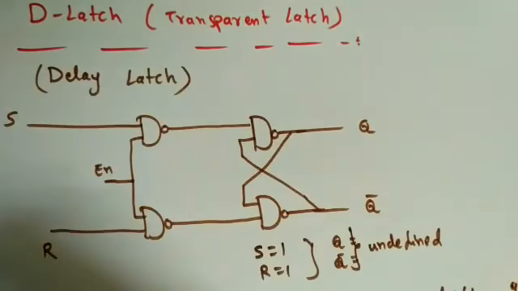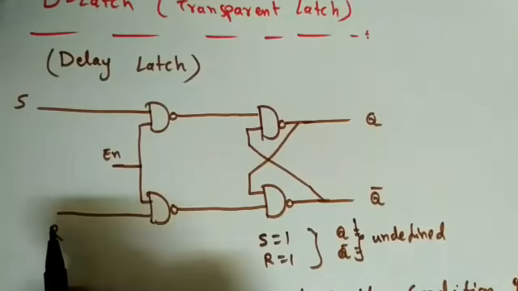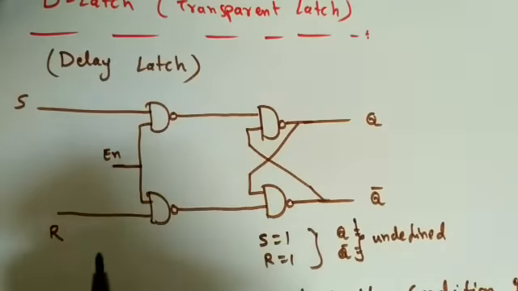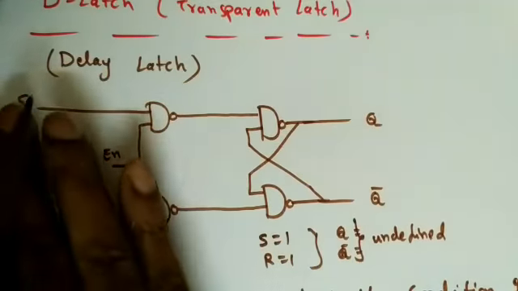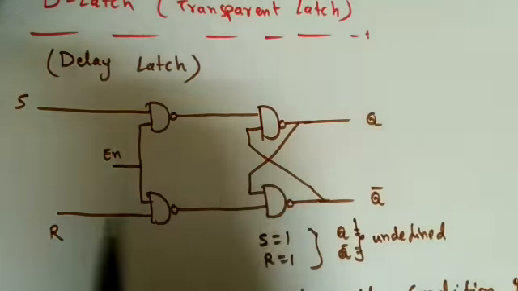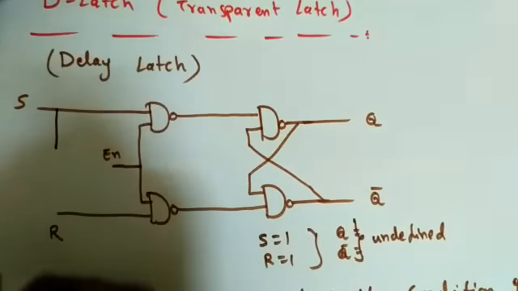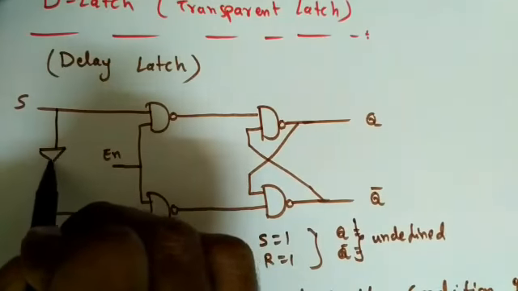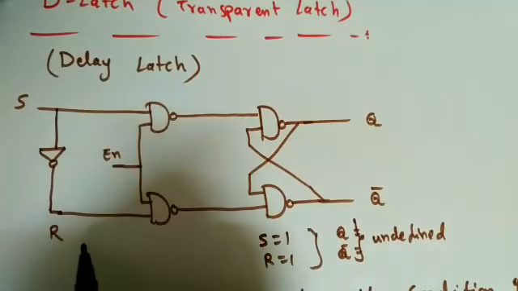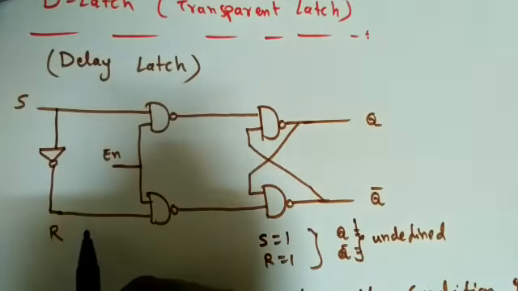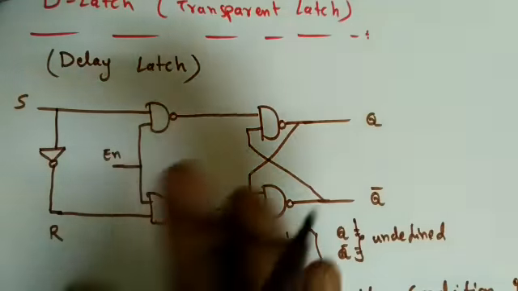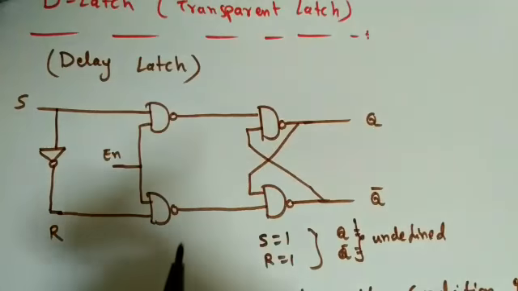Now how to eliminate that state? Whenever S is equal to 1, R is equal to 1, we are getting this undefined state. Now if we use some mechanism and never make S equal to 1 and R equal to 1, then we can easily remove that undefined state. How? Take this S and give it to one inverter and give it to this R. Now see, when S is equal to 1, R will become 0. When S is equal to 0, R will become 1. So these both will never be equal to 1 at a time. Then we can easily eliminate that undefined state or forbidden state.